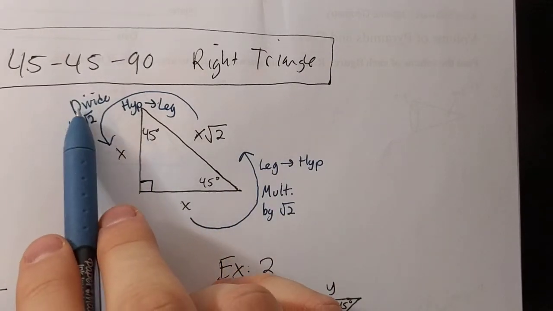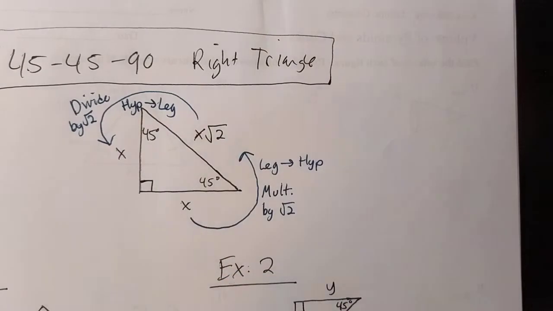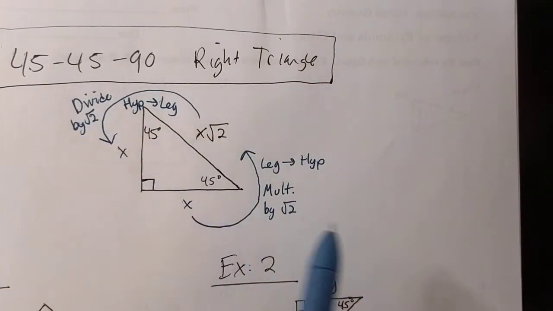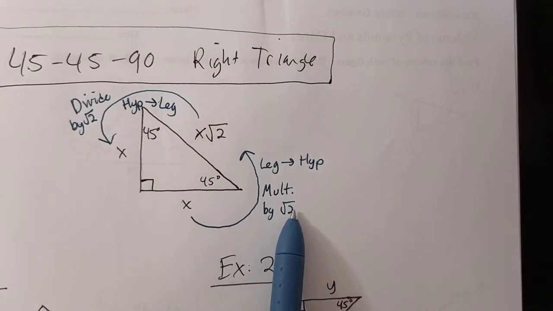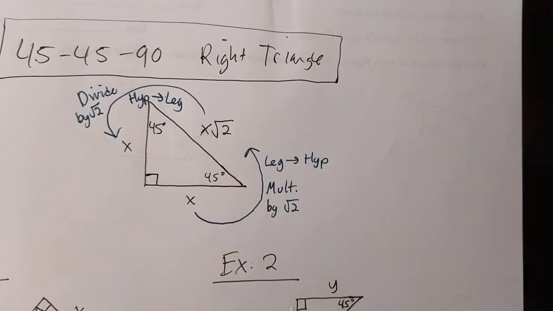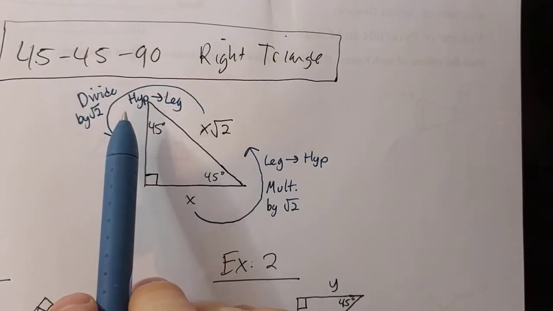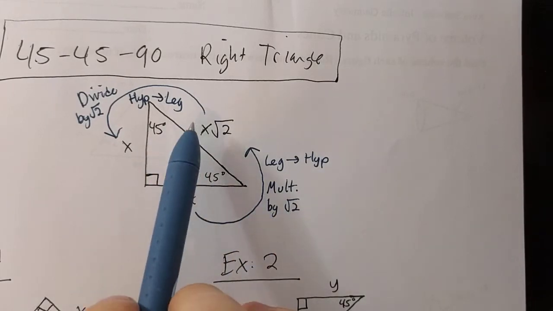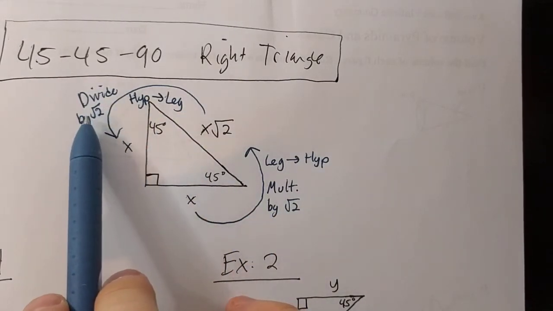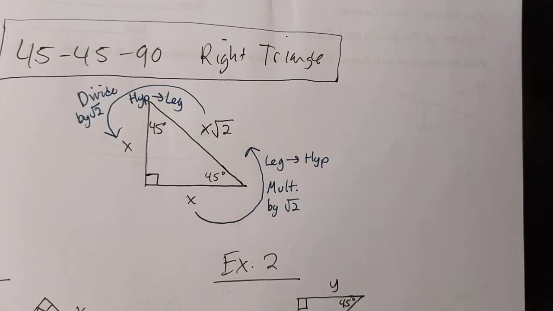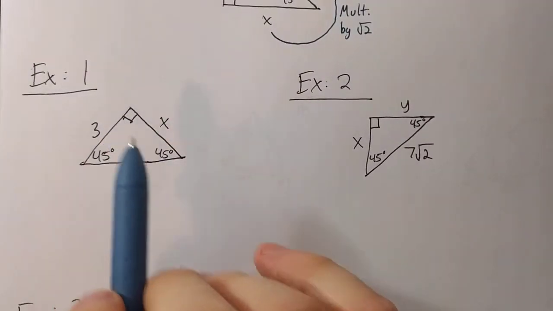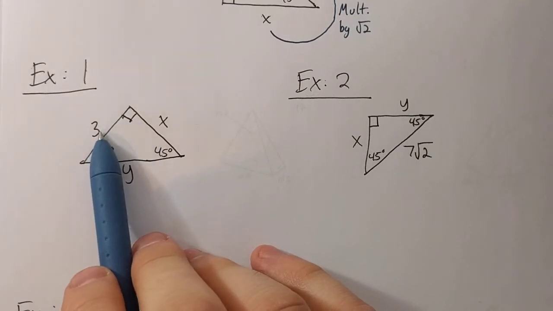Now these two operations will sometimes involve rationalizing denominators because you will be dividing by a radical. Sometimes it'll involve multiplying two radicals together depending on what kind of side lengths you have. Just depends on the problem that you're given. But it's very important to know that when you go from leg to hypotenuse, it's multiplication by square root 2, and hypotenuse to leg is you're going to divide by square root 2, no matter what your leg or hypotenuse numbers are.